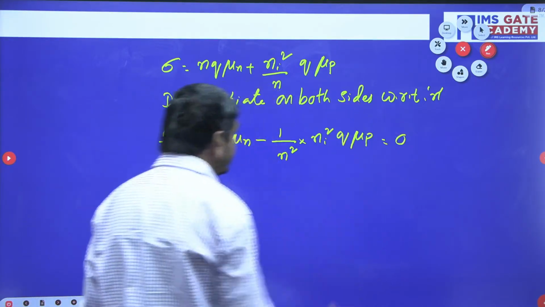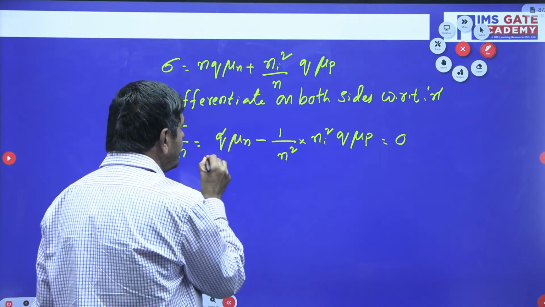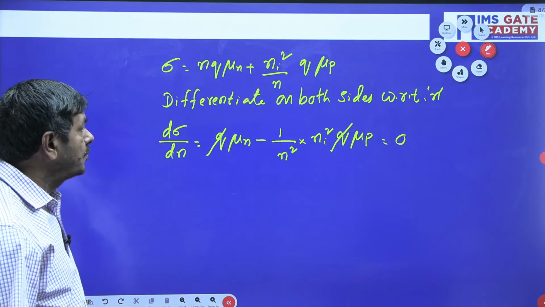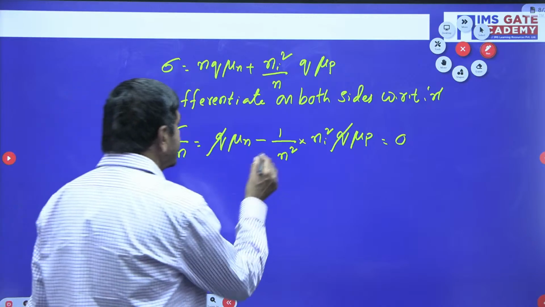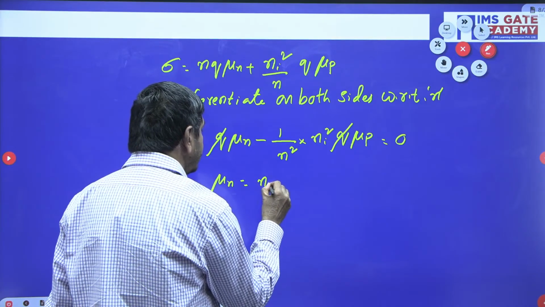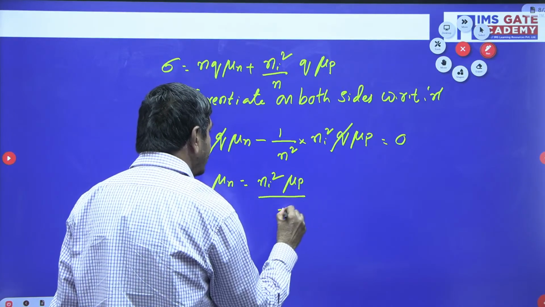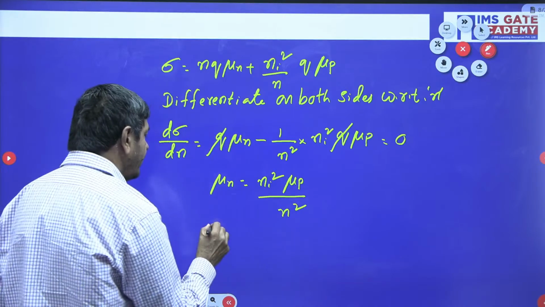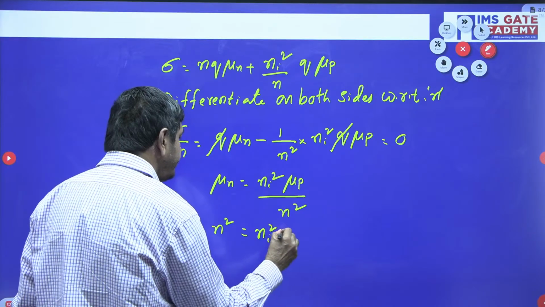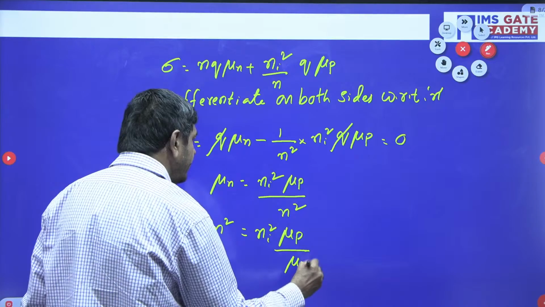0 only possible now. Now I want to take q, I can cancel here now q and q totally. And still what is left? Mu n equal to, I can write ni square by mu p by n square I got. I want to find what is n. N square equal to ni square into mu p by mu n only.